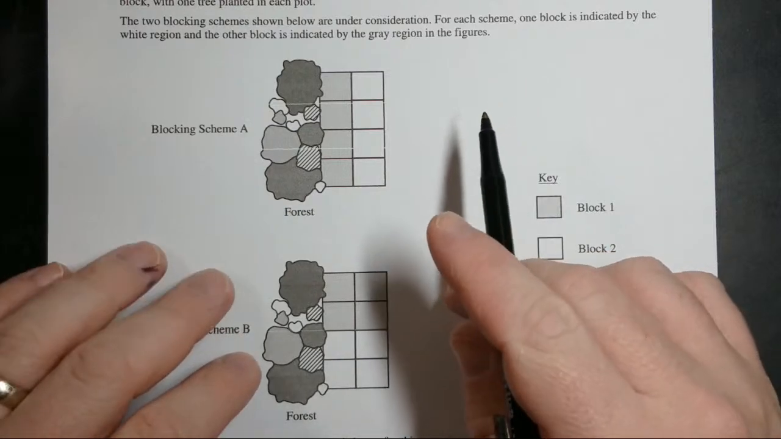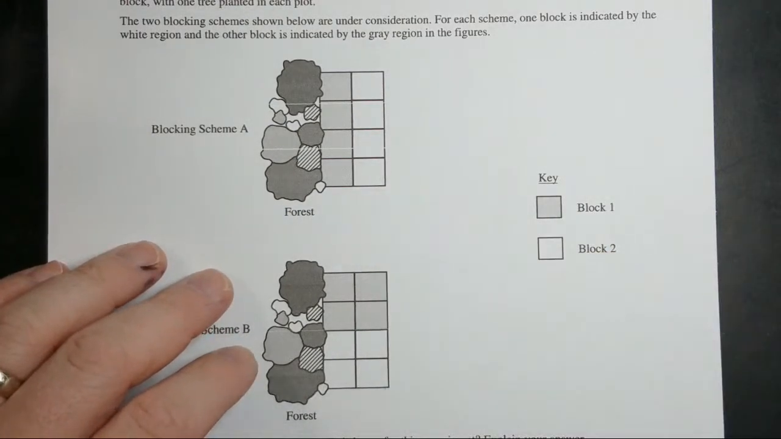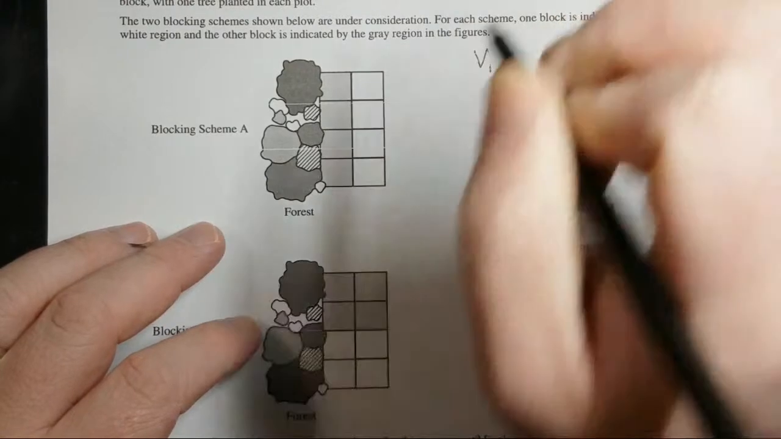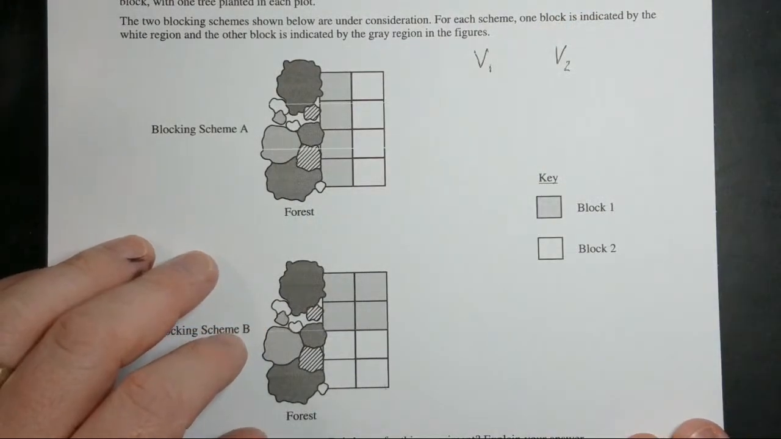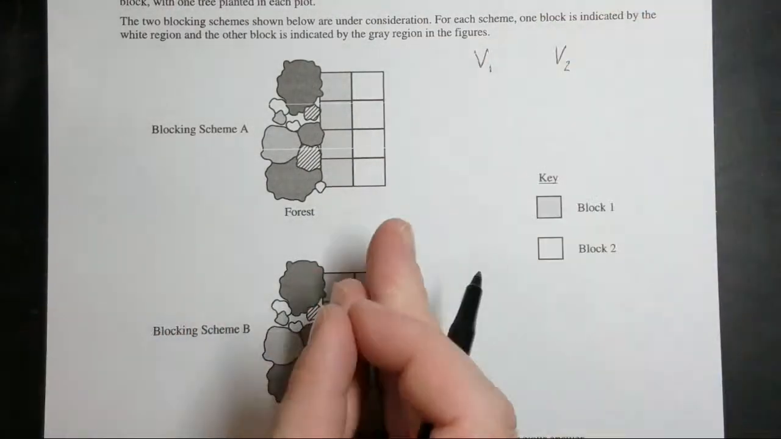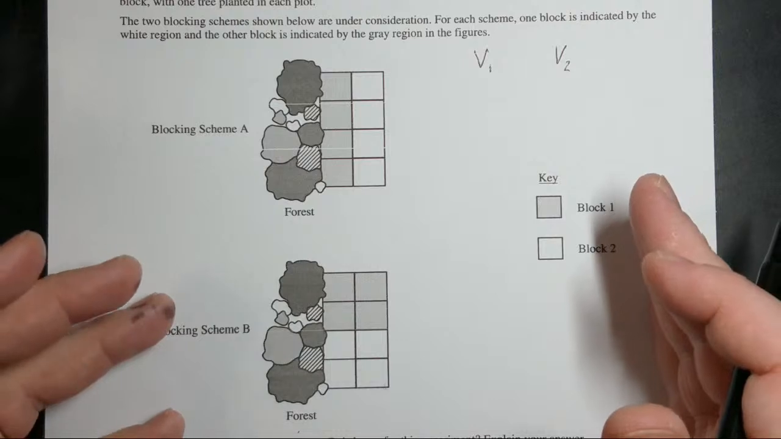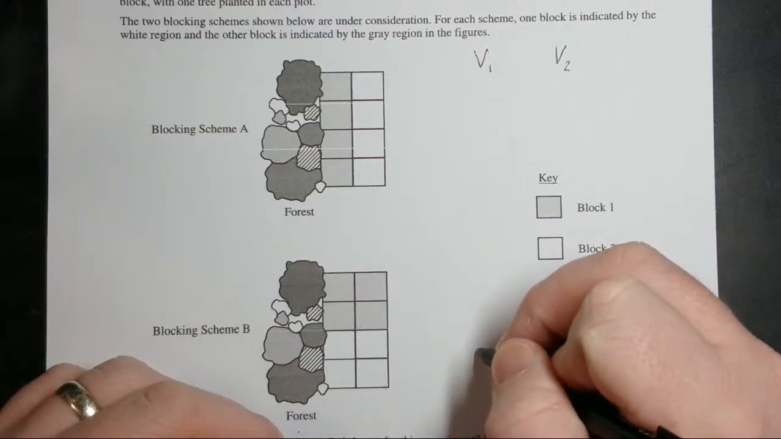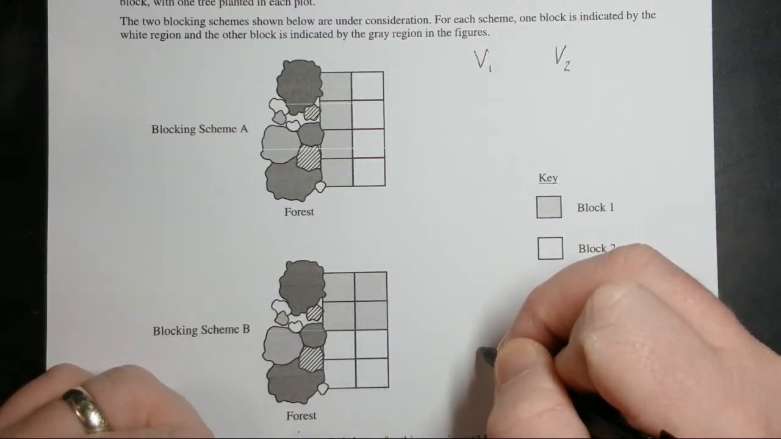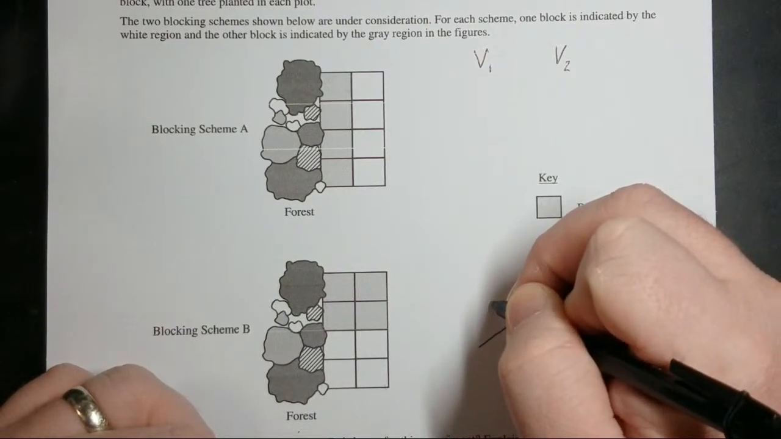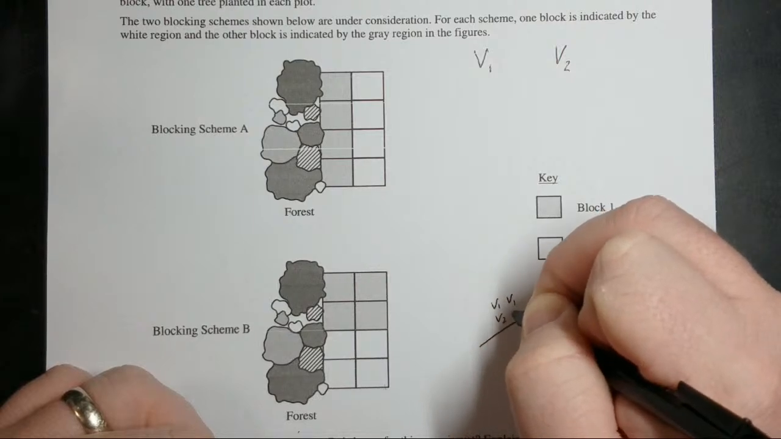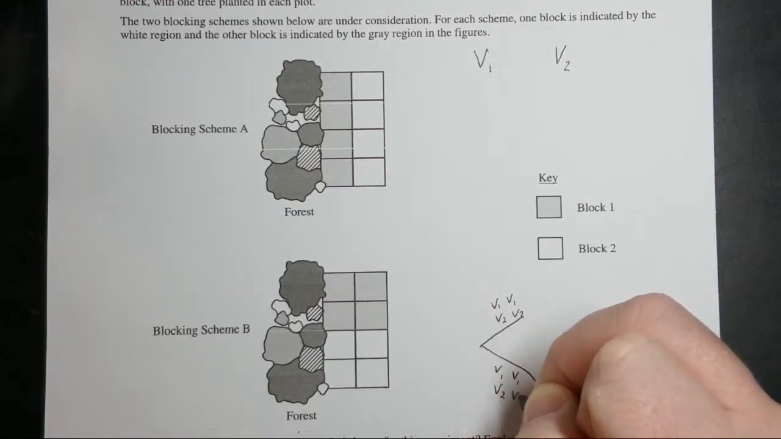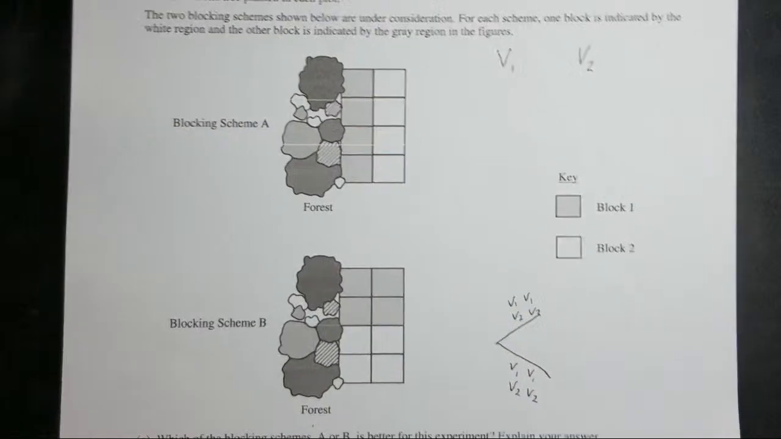There are 2 types of fruit trees. Varieties of dwarf fruit trees, I should say. Let's call them variety 1 and variety 2. They're saying that they are going to block the experiment. What they're blocking by is proximity to the forest. So what they're doing is there are 8 trees, and they're going to do 2 of variety 1 and 2 of variety 2. They're going to randomly split them, but they're going to put 2 into each block.